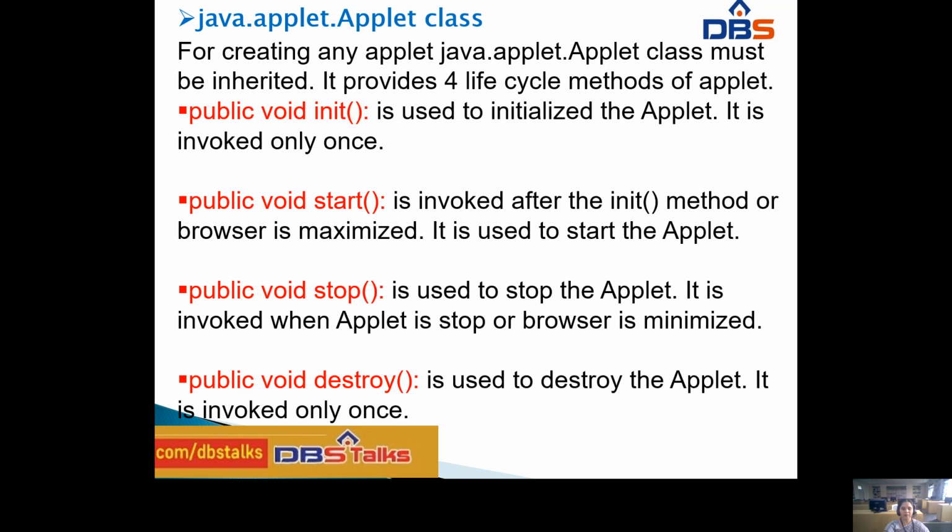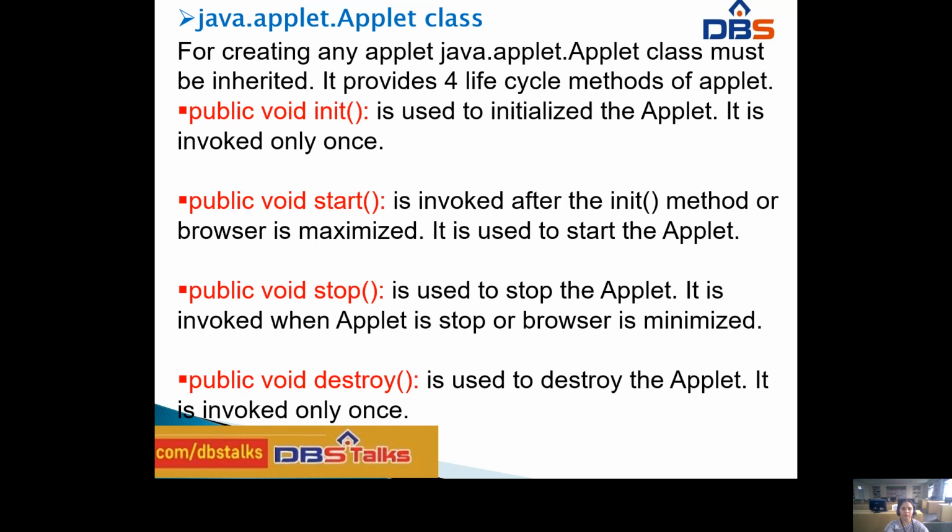So why are we using this public void start method? We want to start the applet, so we can invoke this method. Next, the public void stop method. This method is used to stop the applet. It is invoked when the applet is stopped or the browser is minimized.